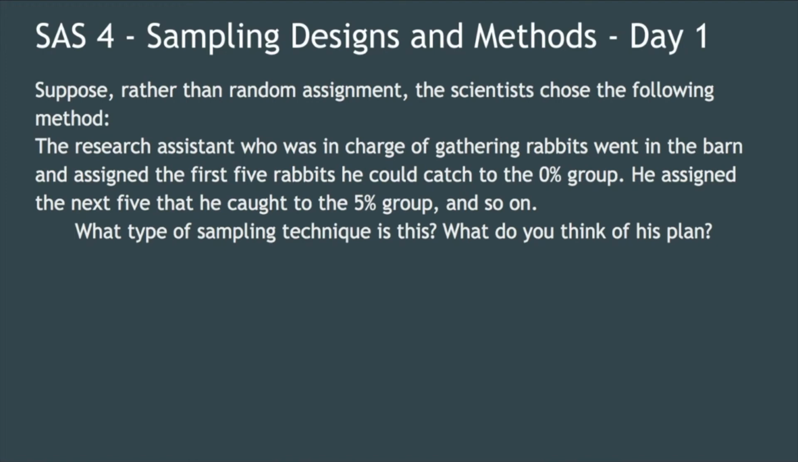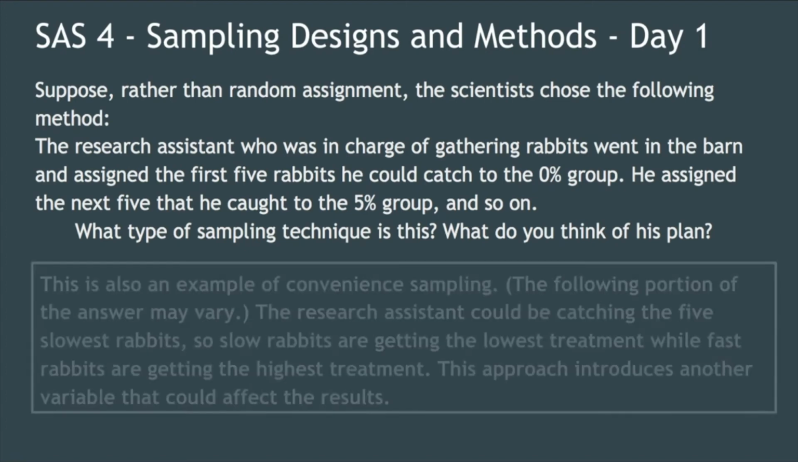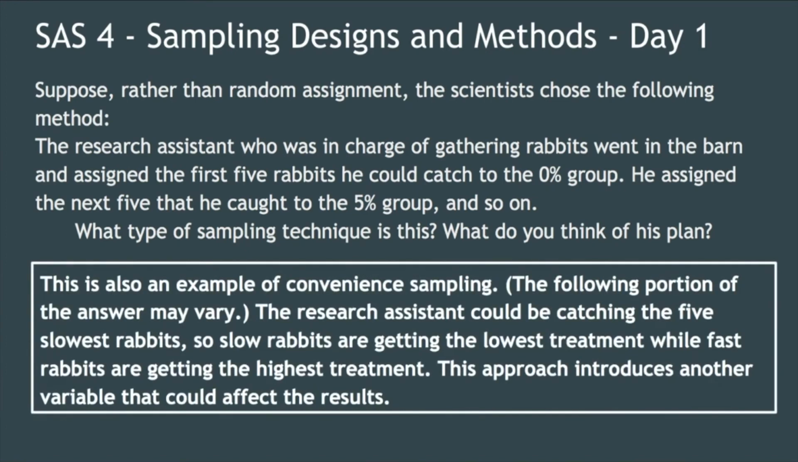Okay. He went and captured the first 5 he could capture. Well, that was kind of convenient. There you go. It's a convenience method, or the sampling method called convenience sampling. Now, the research assistant could be catching the 5 slowest rabbits, so the slowest rabbits are getting the lowest treatment, while the fastest rabbits are getting the highest treatment. This approach introduces another variable that could affect the results.